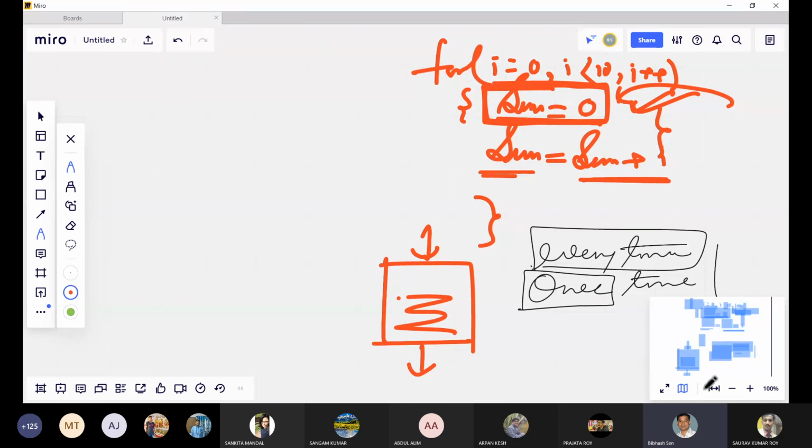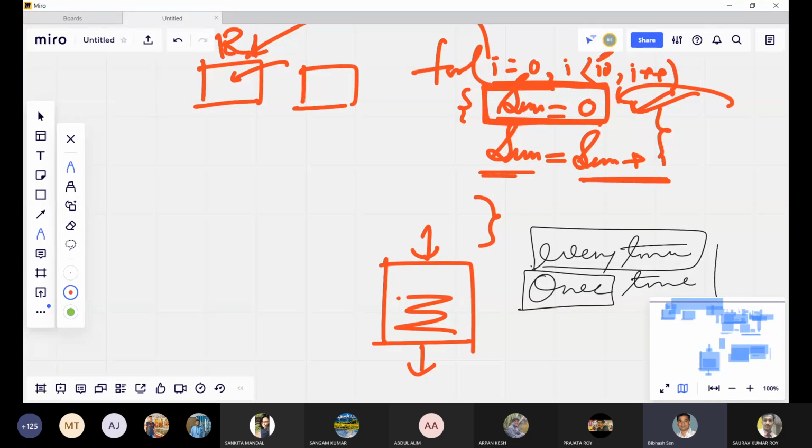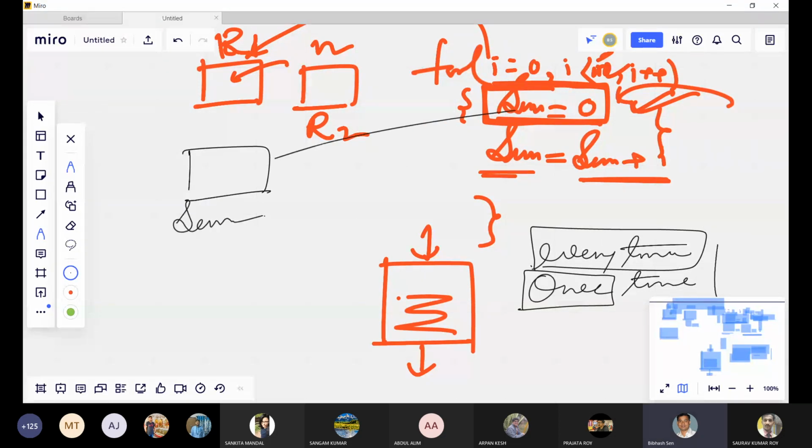But if you notice it in architecture view, there is a register, suppose register 1, where the value of I will be stored. Another register contains the constant value 10, maybe n. So this is register 2. Another register contains the value of sum. Am I correct or wrong?